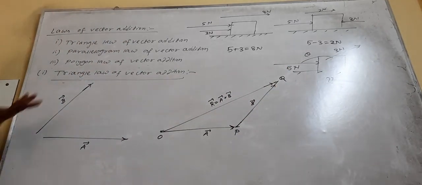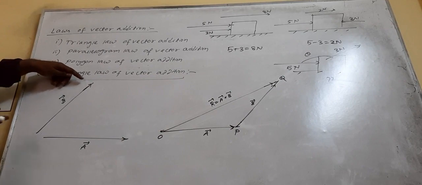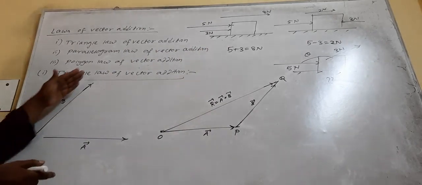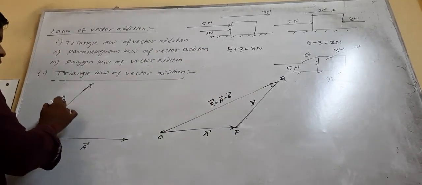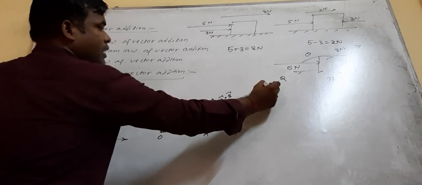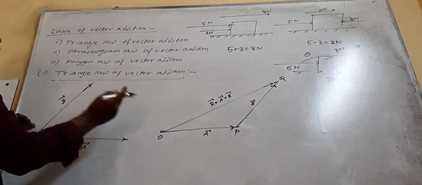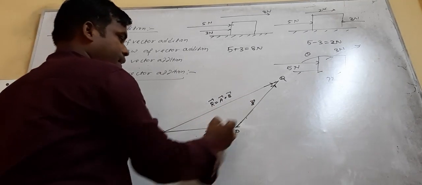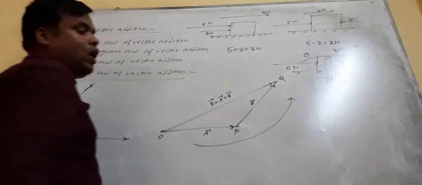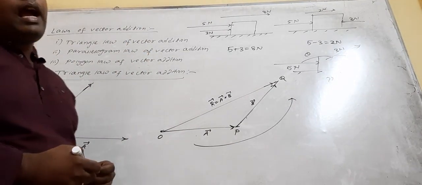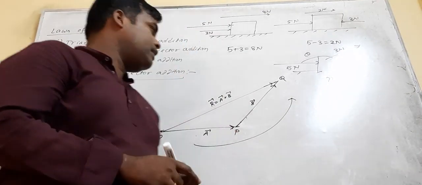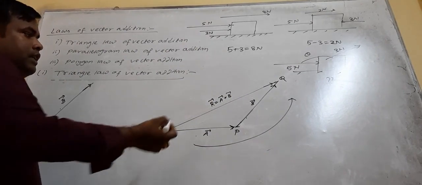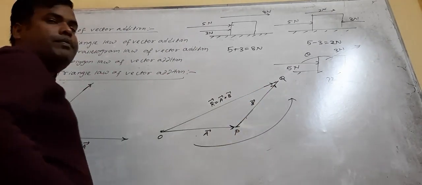Now you see the length of B vector, meaning to represent magnitude I have drawn a line of the same length, and to represent direction I have drawn this line parallel to this B vector, and I have put the arrow towards Q. So now you see A vector and B vector are in the same order. Order means not direction, but either anti-clockwise or clockwise. You see A vector and B vector are in anti-clockwise order. It is the triangle OPQ.